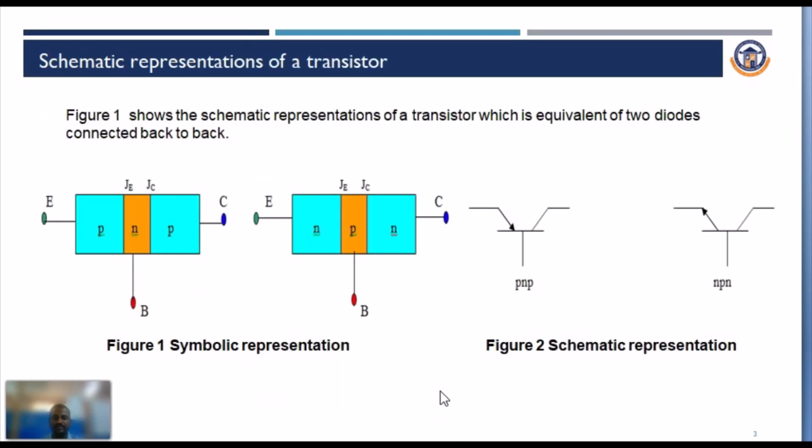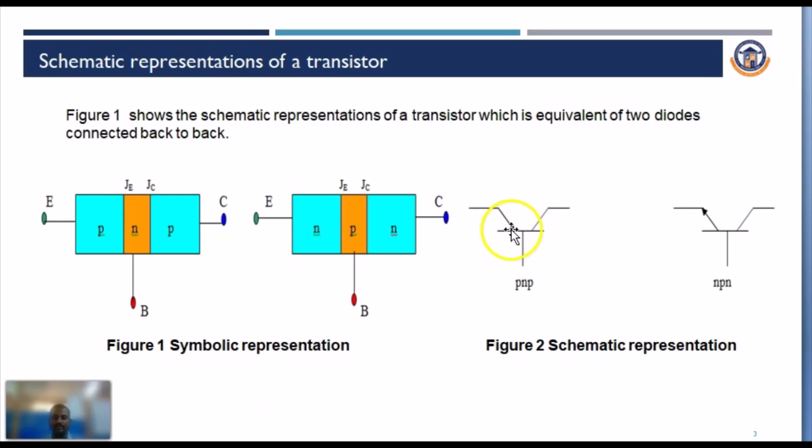Next we look at the schematic and a simple representation of transistors. Here it is an NPN transistor. It is equivalent to two diodes connected back to back. Normally we have two junctions, that is JE and JC. Here it is a PNP transistor with emitter, base, and collector, and another one here, an NPN transistor, for which you have the emitter, base, and collector.